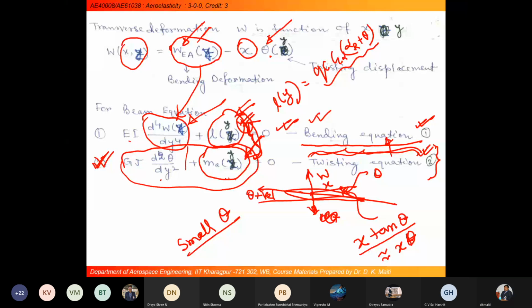Sir, can you explain how the induced lift is getting generated? Like you said, in the second equation, due to theta rotation, twisting of the airfoil, some induced lift is getting created. How is that happening? Can you explain that? Okay, I am coming to that equation. I'll just show you here.